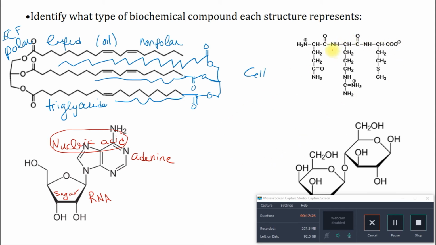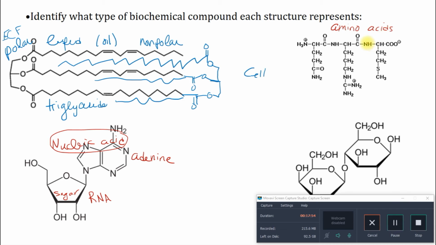Alright, so the next one is cool because it's got a positive charge here and a negative charge over here, which means that this molecule could react with itself, which is kind of cool. Or another carboxylic acid group could come along and hook up with the nitrogen here and make another link in this chain. So this must be a protein. This must be in the category of amino acids.